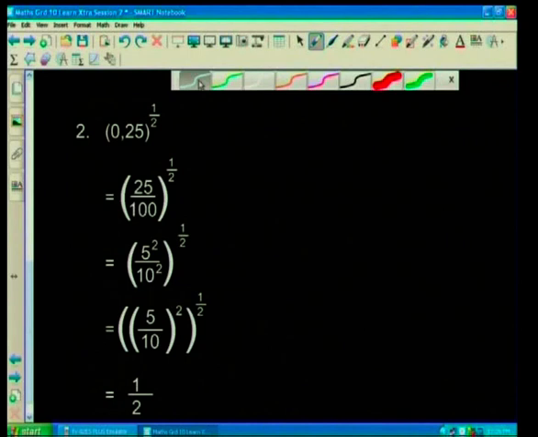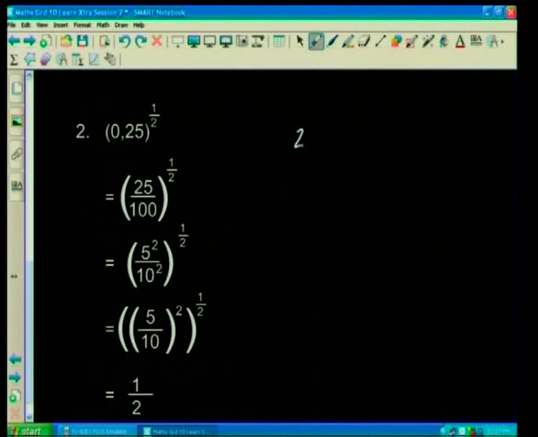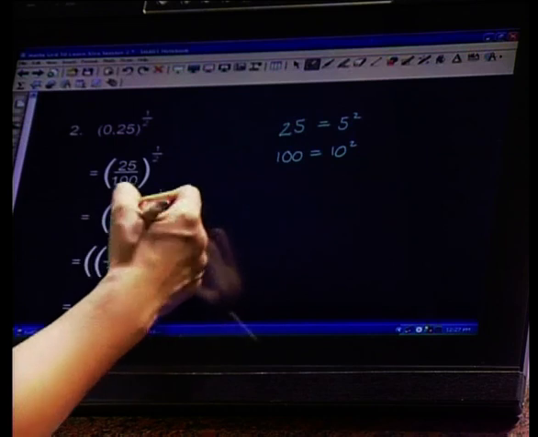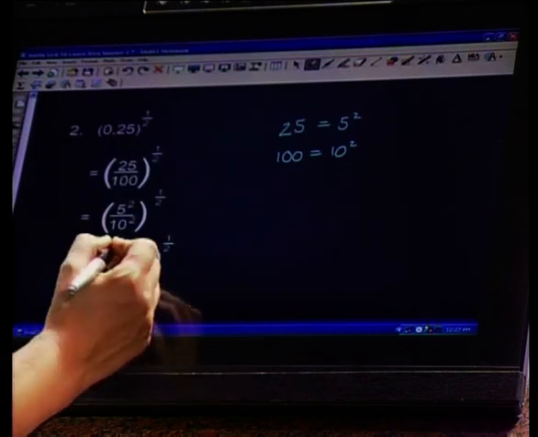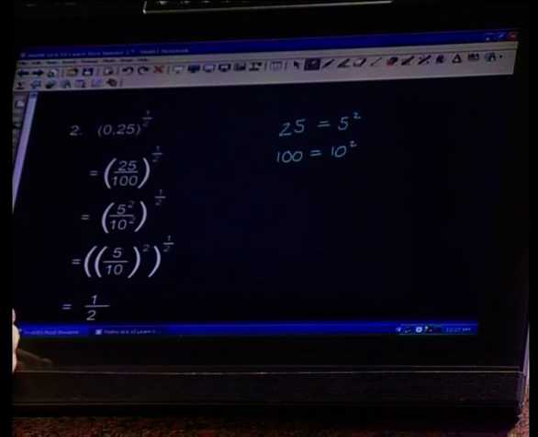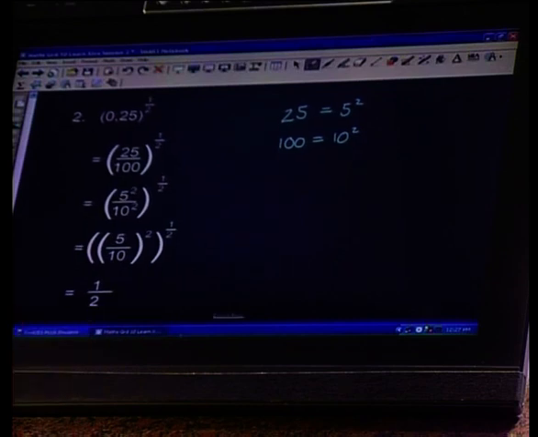Moving on to example 2. Now, example 2 is a little intimidating because of the decimal point over there. All you need to do is just change it to a fraction. And remember, fractions are our friends. We can work with them a lot better. 25 is also 5 squared, and you should know that off by heart. And 100 is also 10 squared, which makes it a lot easier to deal with, because now what we're going to do is multiply the exponents on the inside of the bracket with the exponents on the outside of the bracket. Now, I'm going to do it in a slightly different method to what you see over here, so that you have the benefit of both explanations.